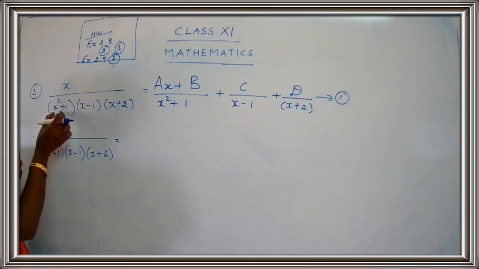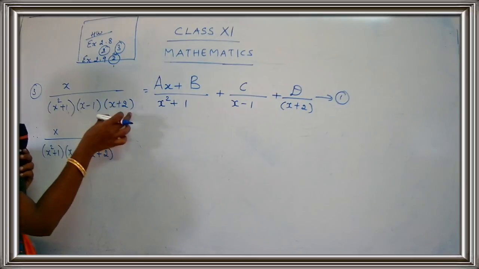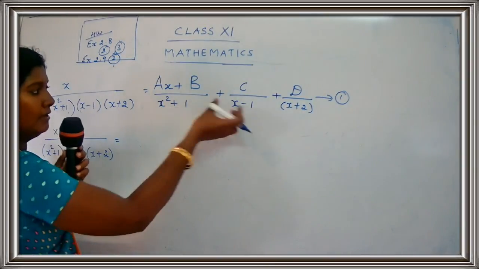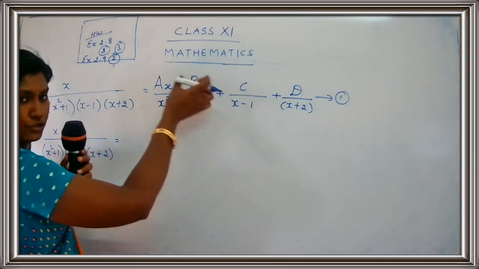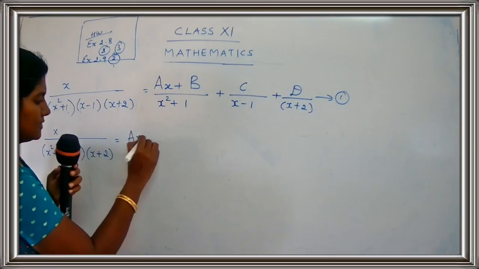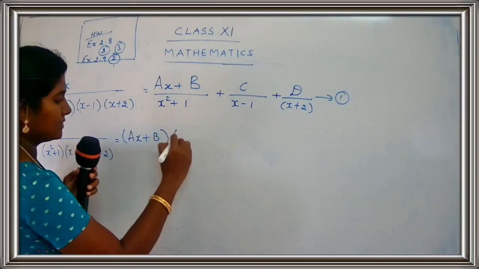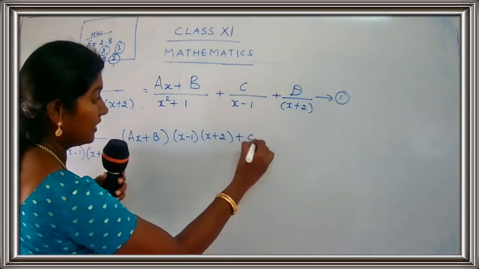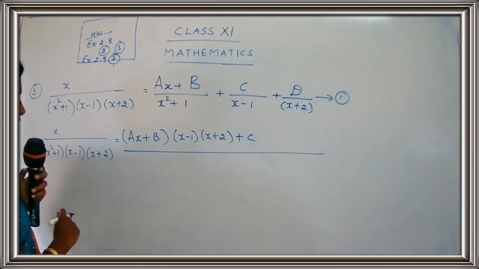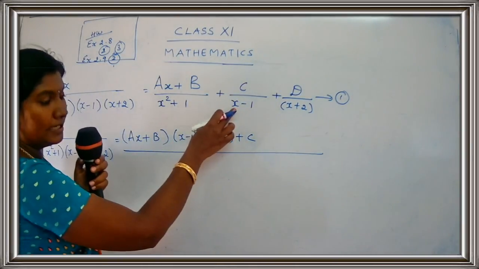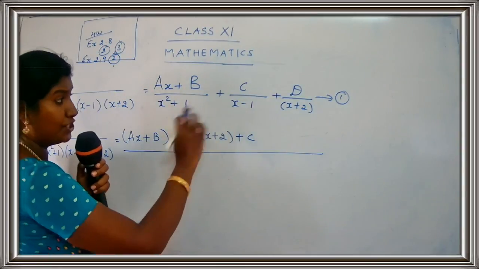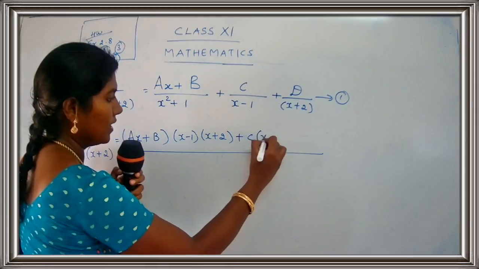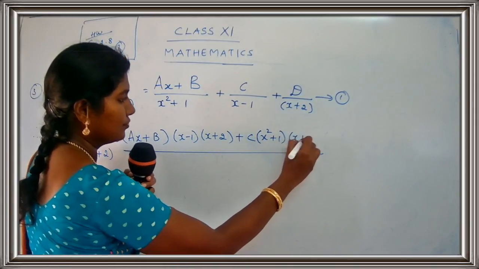So what is the denominator here? x square plus 1, x minus 1, x plus 2. Here only the x square plus 1 term is there. Yes, children, so you are going to multiply with x minus 1, x plus 2. So this is (ax plus b)(x minus 1)(x plus 2). Plus c. We'll write the denominator together, I'll put a common denominator later on. Now c, what is the denominator for c? x minus 1. So which terms are missing? x square plus 1, x plus 2. So (x square plus 1)(x plus 2).